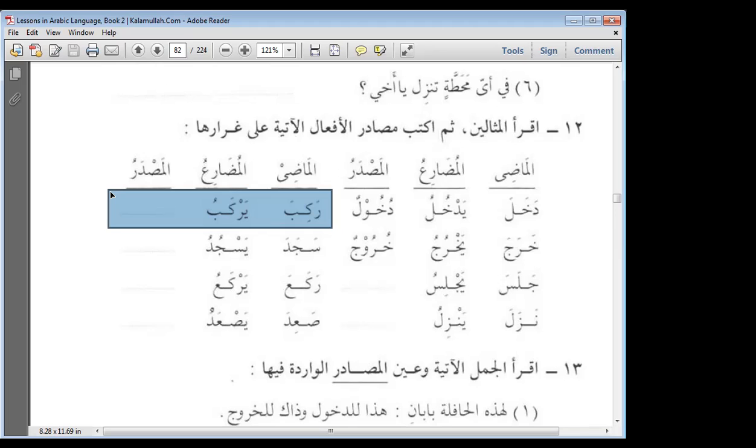So you have here rakiba, he rode. Yarkabu, he rides. And rukubun is a ride. Right? So rakiba, yarkabu, rukubun.